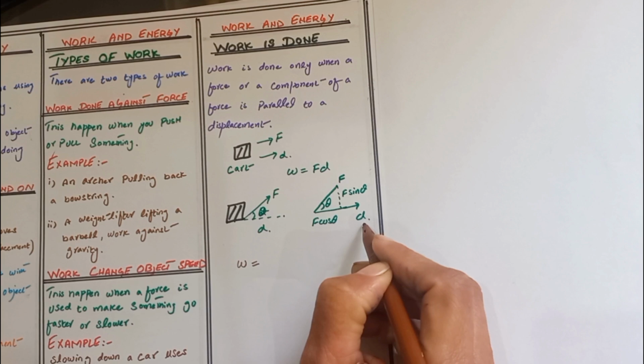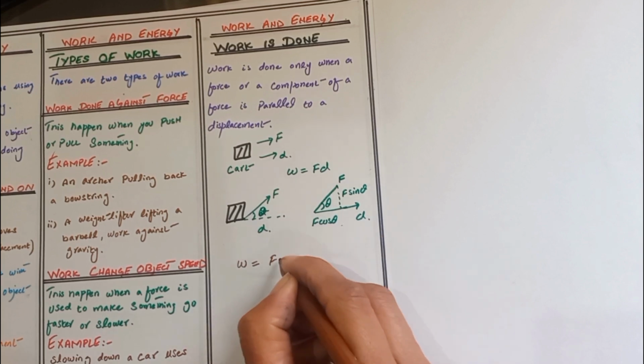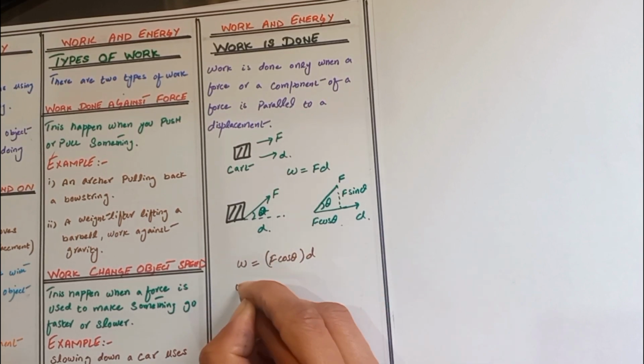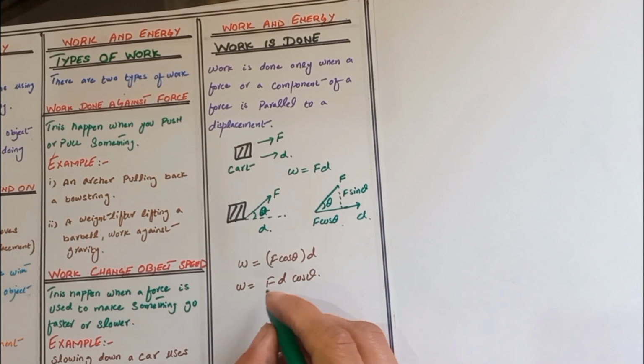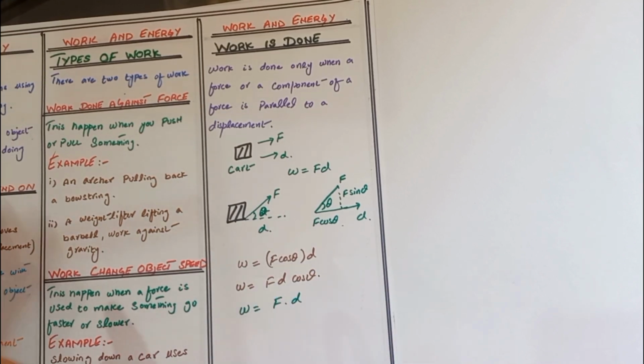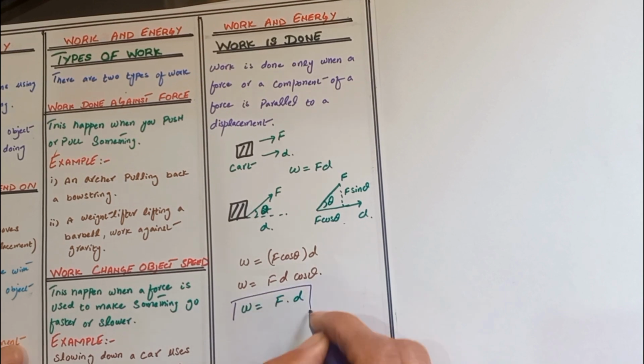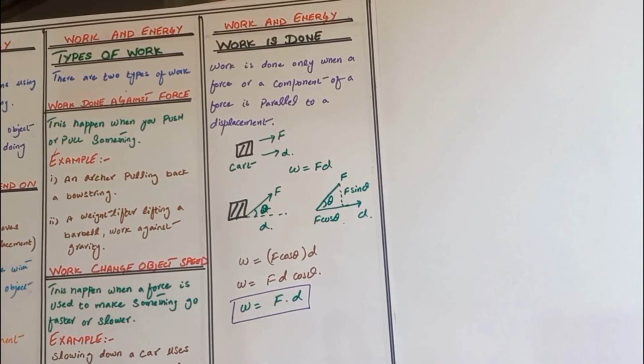Work is done only when a force is in the direction of the displacement. So which component is in the direction of displacement? F cos theta is in the direction of the displacement. So we multiply the component of force F cos theta into d. So W is equal to F d cos theta, and in short form we can write W is equal to F dot d. This is the formula of work done which we use.